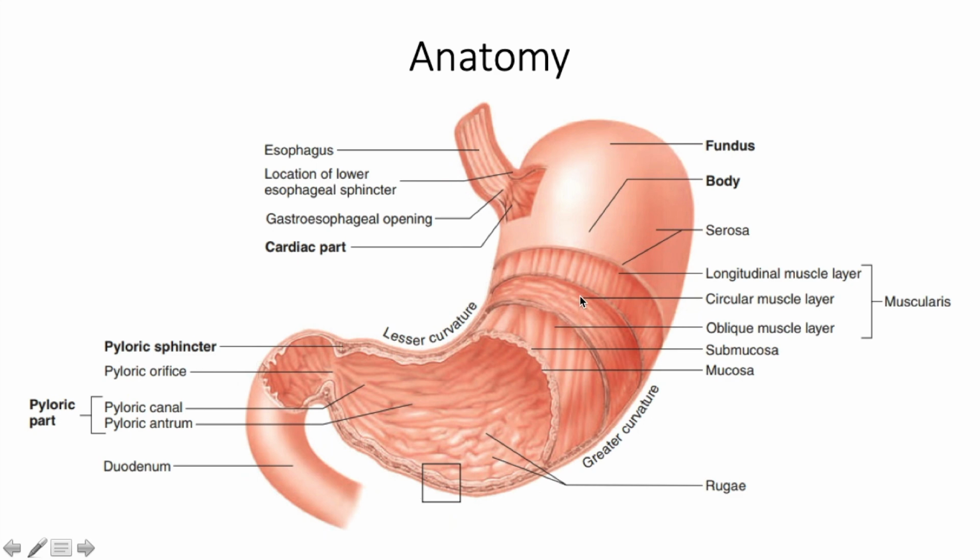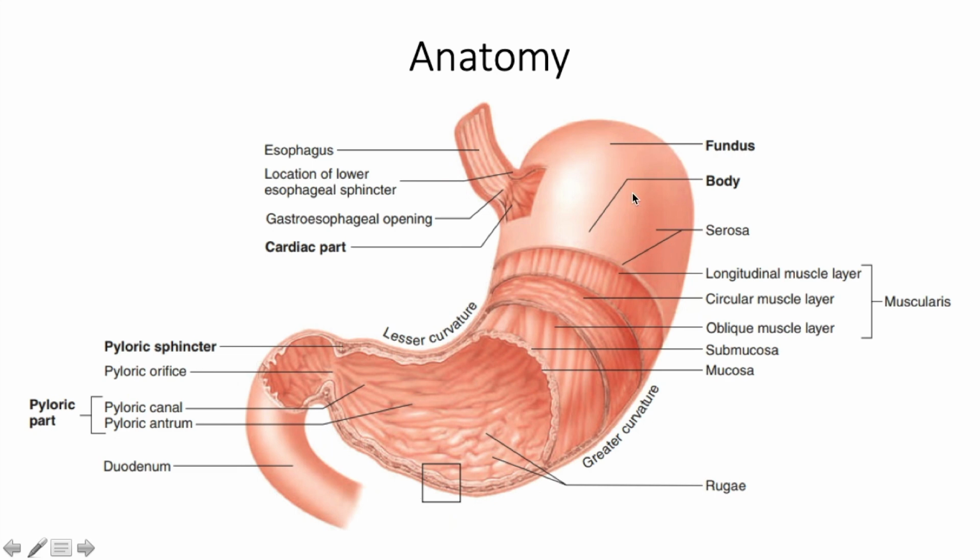The other important thing to know about the anatomy is the layers of the stomach. So you have the mucosa, submucosa, and then you have 3 separate layers of muscle in the muscularis, and then the serosa covers the stomach on top of that.